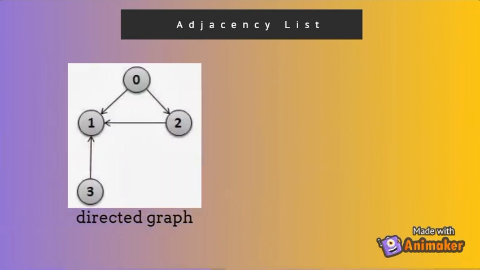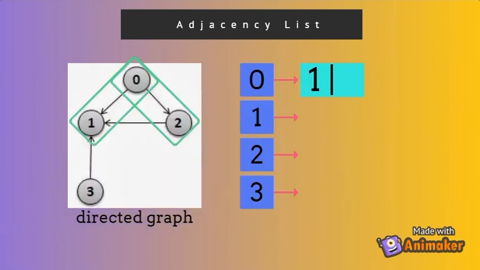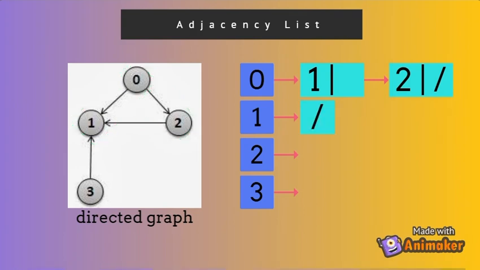Directed graph. 0 is linked with 1 and 2 in the graph. 1 is not linked with any vertices in the graph. 2 is linked with 1 in the graph. 3 is linked with 1 in the graph.